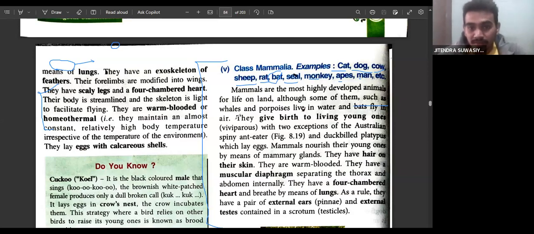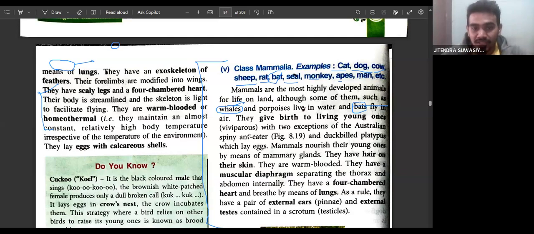Okay, so some of them, such as whales and porpoises, live in water. Bats fly in the air. Whales are generally termed as fish, but they are also mammals. Why are they mammals? Because they also produce young ones. So we say that the whale is the largest mammal on the earth. Whales and porpoises live in the water, and bats fly in the air. Bats are also mammals, and they fly in the air.